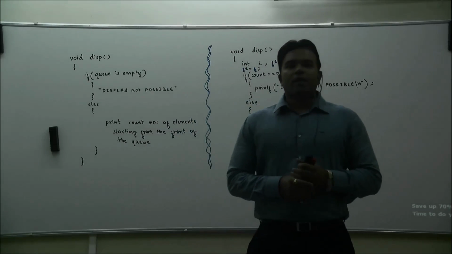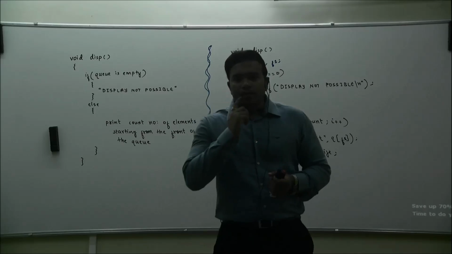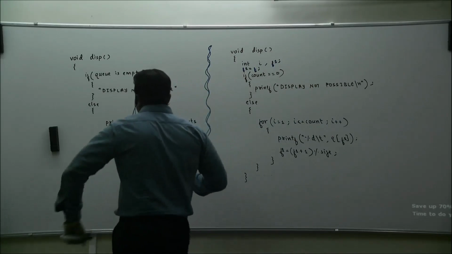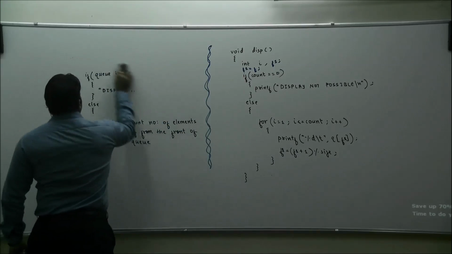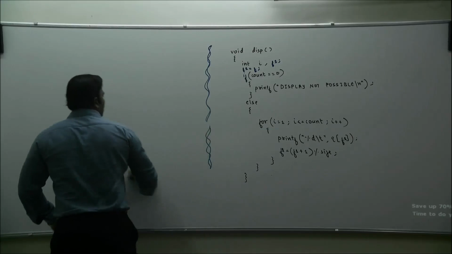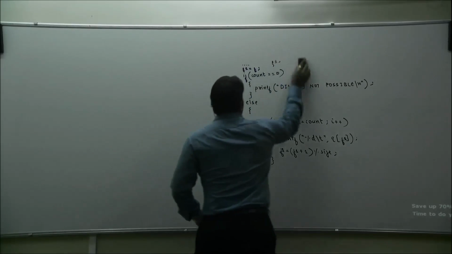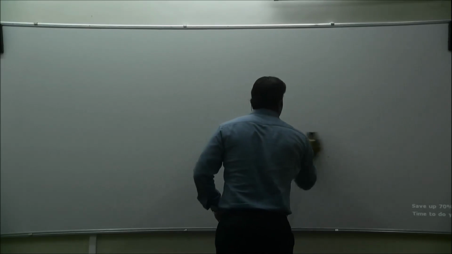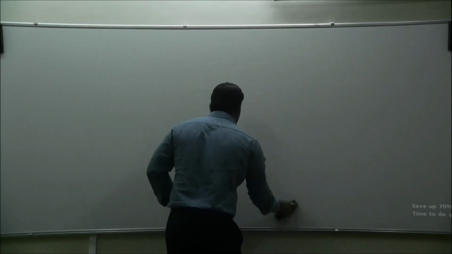Alright, I'll now proceed further. The next thing that I should be doing is to write the main function. If I write the main function, then the circular queue data structure would be ready. Again I repeat, this style of programming is what we call structured programming style.